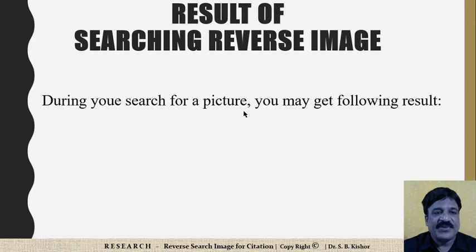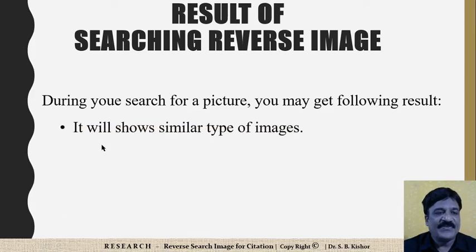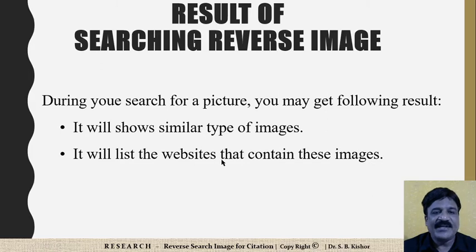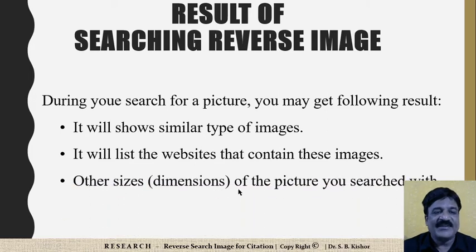During your search for a picture, you may get the following result. It will show similar types of images. It will list the websites that contain these images and other sizes of the picture that you have searched with. It means after downloading the image, it might be possible that you have altered the size of the image by means of cropping or by simply resizing. So it will show you the actual image size of that file also.